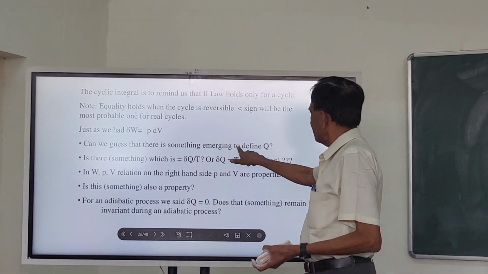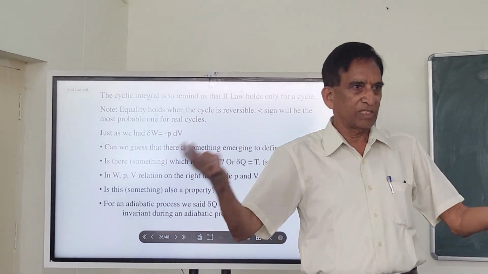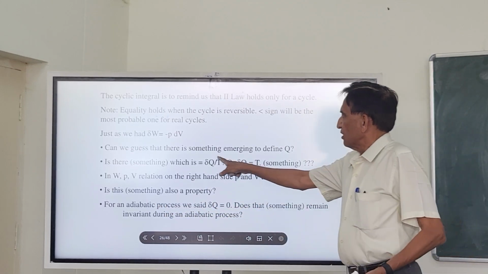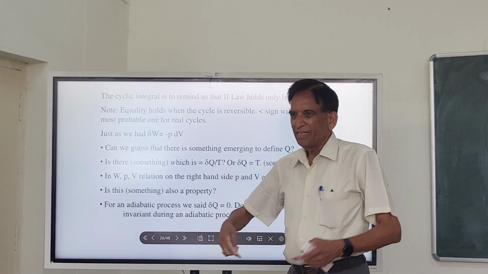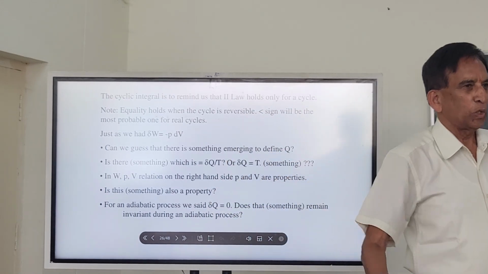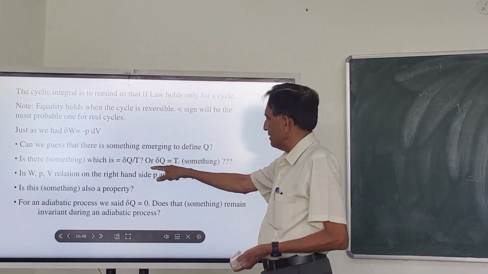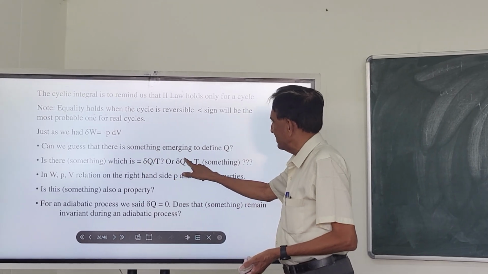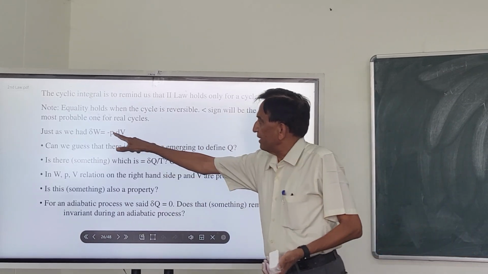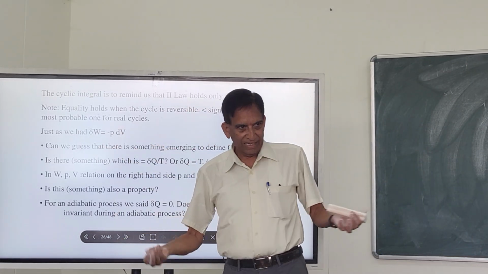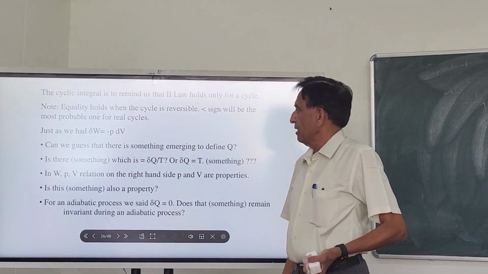Can we guess that there is something which defines Q, because Q and W go together? That's the whole idea of thermodynamics. Similarly, dq by T, which keeps coming back, is something that comes out of the second law of thermodynamics. When we say delta Q equals T times something, and delta W is minus P times something, what is that something? Here that something was positive. So in the case of heat, we have that something.